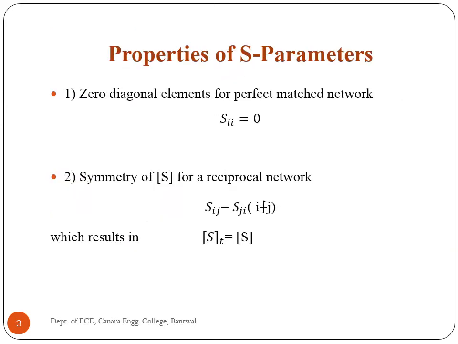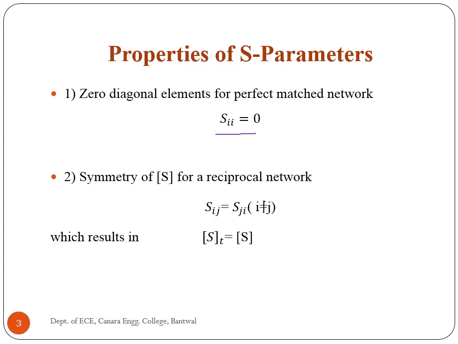Properties of S parameters. First: zero diagonal elements for a perfectly matched network. For an ideal n-port network with matched termination, Sii equals 0 since there is no reflection from any port. Therefore, under perfectly matched conditions, the diagonal elements of S are 0.